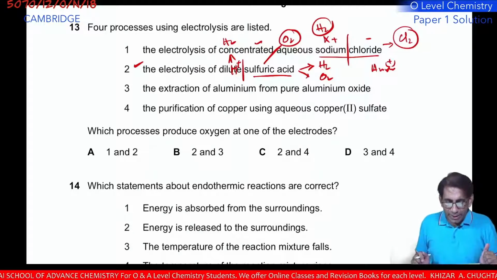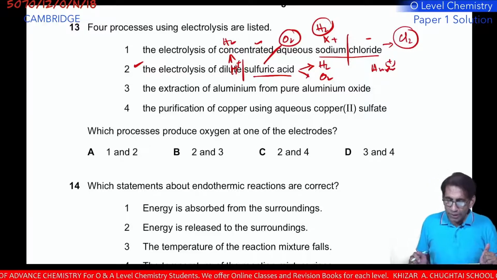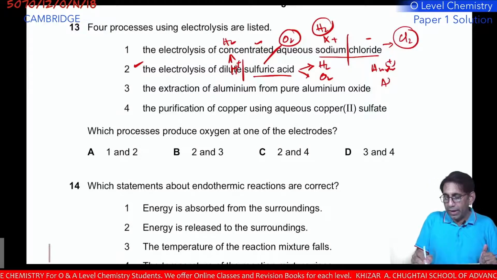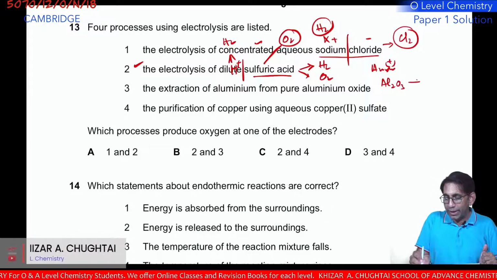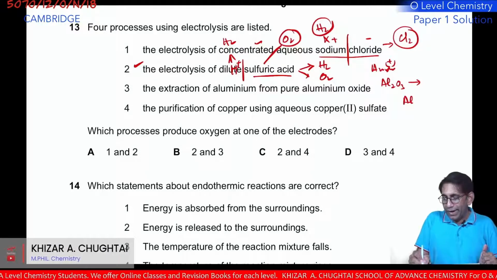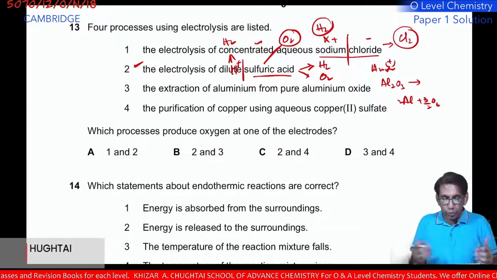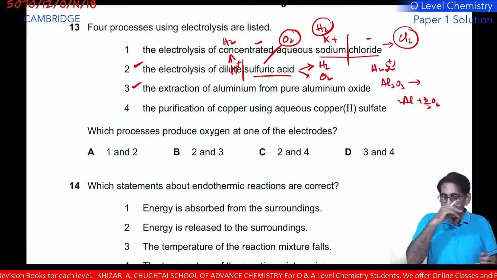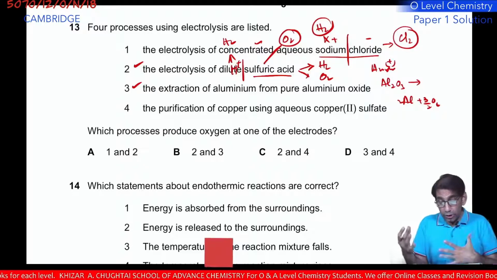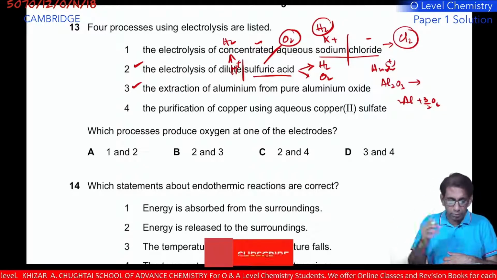The next one is extraction of aluminium from aluminium oxide. Yes, it is true, because when aluminium oxide, Al2O3, is electrolyzed, finally we will get aluminium, 2 mole of aluminium, and 3/2 mole of oxygen. So yes, it is true. This process is also going to make the oxygen on the anode.